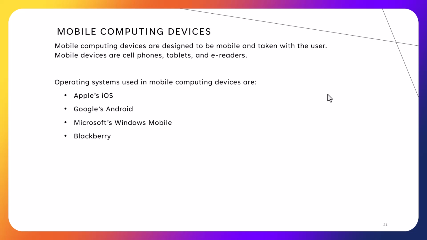Mobile computing devices are devices that are designed to be taken with you and be small. Phones, tablets, and e-readers. Mobile computing devices do have their own operating systems, and the most common ones are Apple's iOS and Google's Android. Two others are Microsoft's Windows Mobile and BlackBerry. You will probably never see Windows Mobile or BlackBerry in your career. You will see Apple and Android.